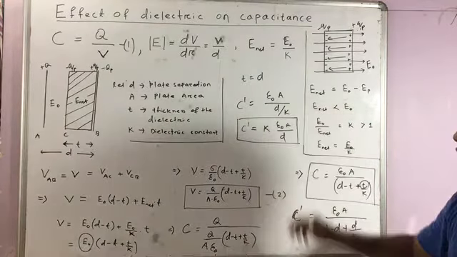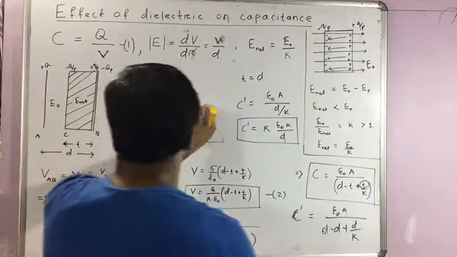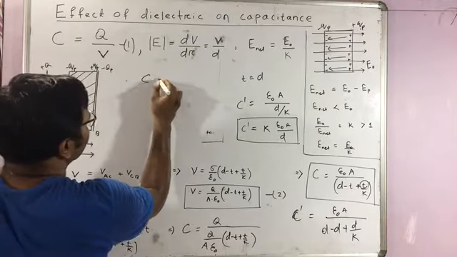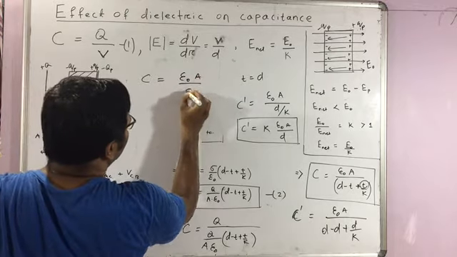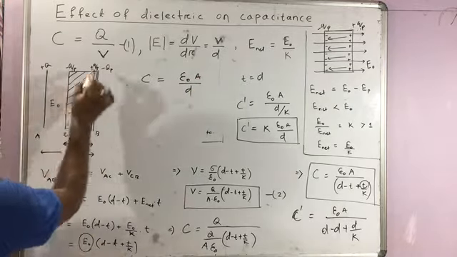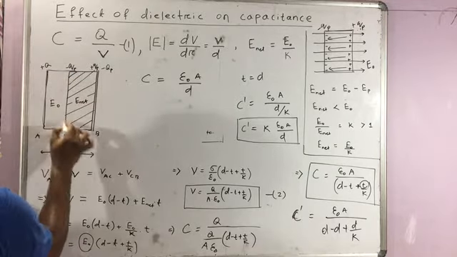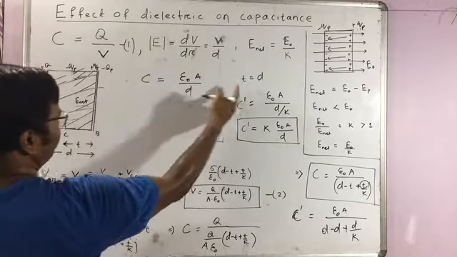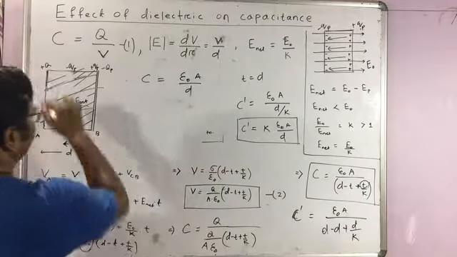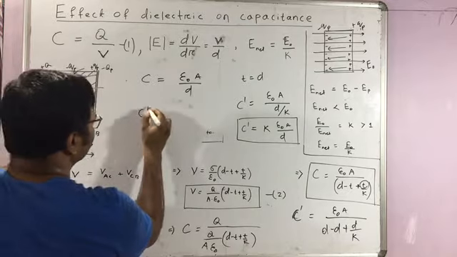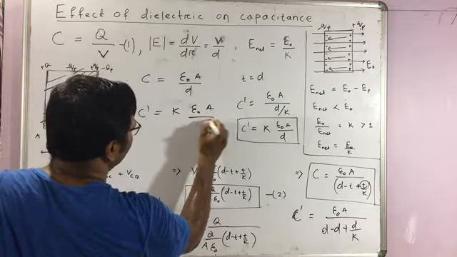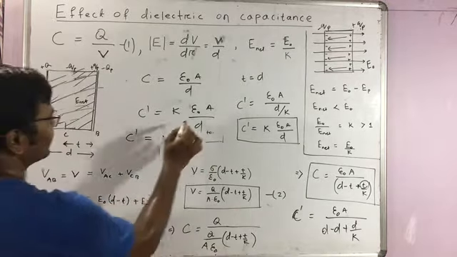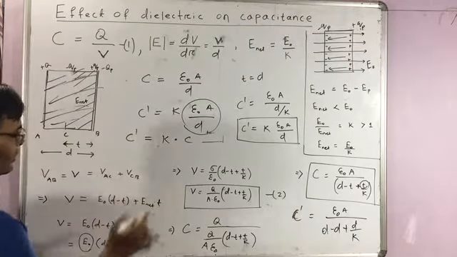Now, if only an air gap was there inside a parallel plate capacitor, we know the formula of capacity, which is given by epsilon 0 A by d. And if this capacitor is filled completely by a dielectric, then its capacity becomes C dash. If a dielectric fills the gap completely, C dash becomes K epsilon naught A by d. Now you see here, C dash is equal to K into C, because epsilon naught A by d is your C. So C dash is equal to K into C.